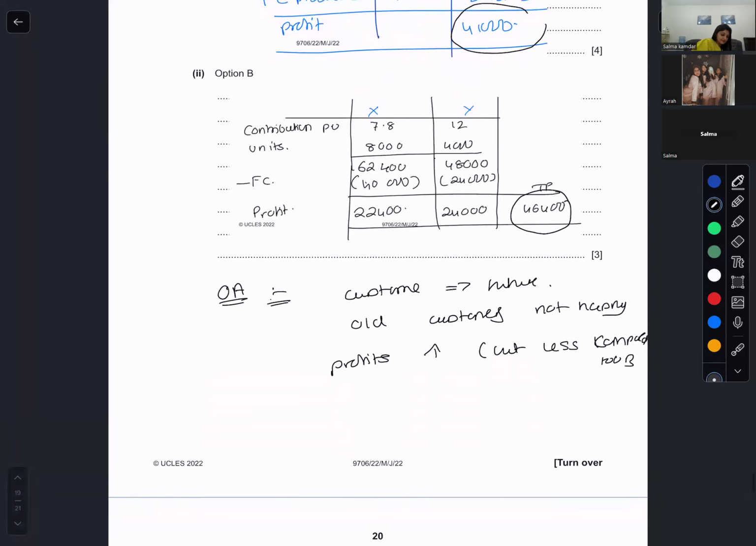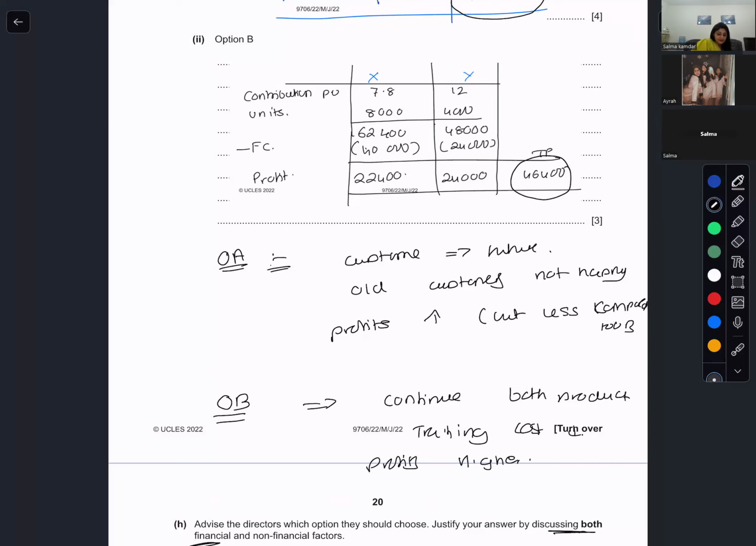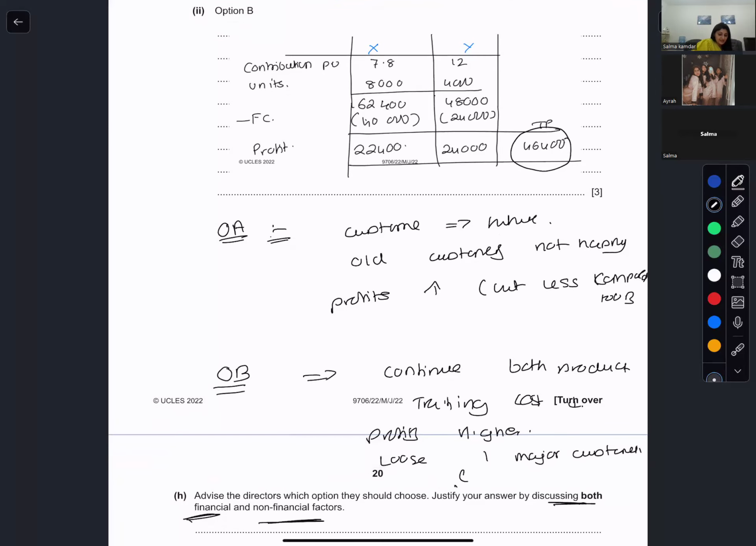For option B, you'll get to continue with your normal orders without having to incur the training costs. You will continue both the products. Training cost will reduce, the profit will be higher than option A, and customers will be satisfied because you're still serving them. But there is a danger of losing the major customer.